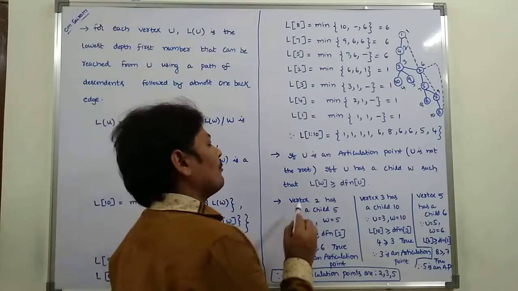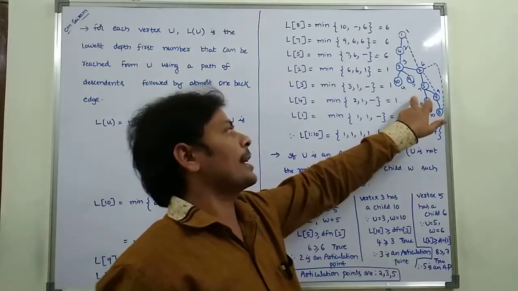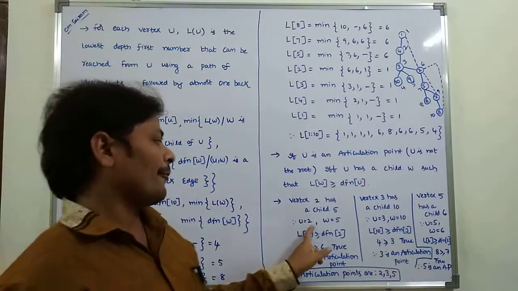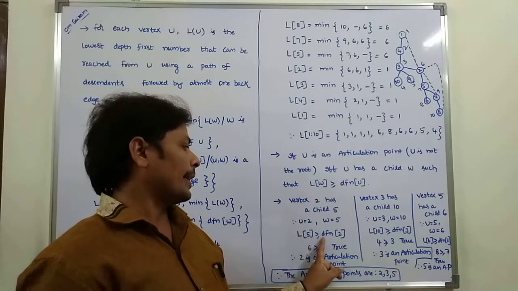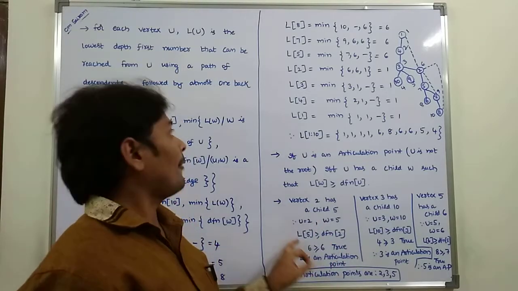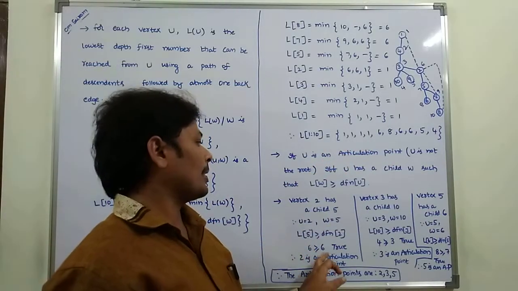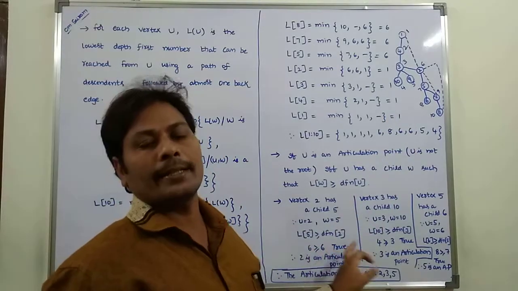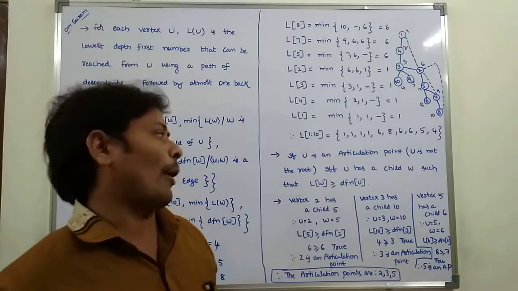Okay, suppose vertex 2 has a child 5. So U is equal to 2, W is equal to 5. Next, L of W, that is L of 5, greater than or equal to DFN of U. U value is 2. L of 5 value is nothing but 6, greater than or equal to DFN of 2, which is 6. 6 greater than or equal to 6, that is true. Now we can say that 2 is an articulation point.